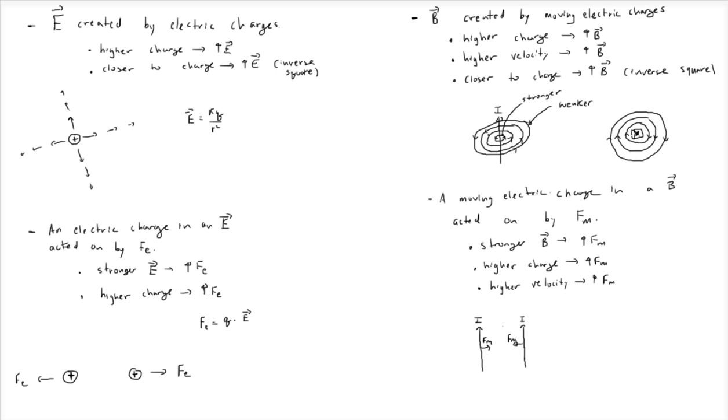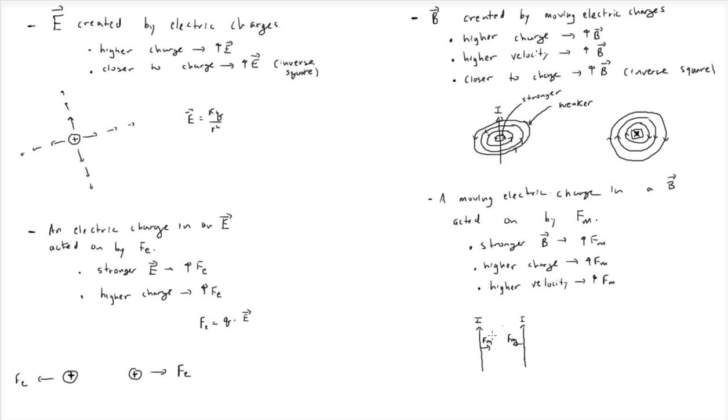Again, I'm just trying to show you that they're always circles, and they're perpendicular to the direction of the velocity of the charge. Okay, so then a moving electric charge in a magnetic field is acted on by the magnetic force. Just like a charge in the electric field is acted on by the electric force, a moving charge in the magnetic field is acted on by a magnetic force. The stronger the magnetic field, the stronger the force, just like for electric force. The higher your charge, the higher the magnetic force, and the higher your velocity, the higher the magnetic force. You can see the similarities again with the electric force.